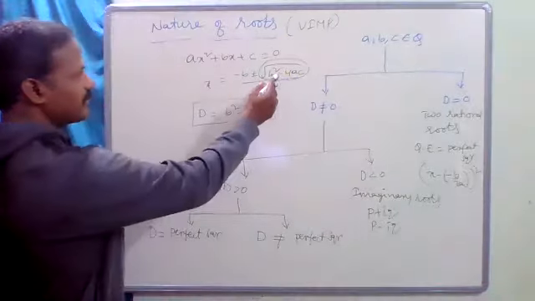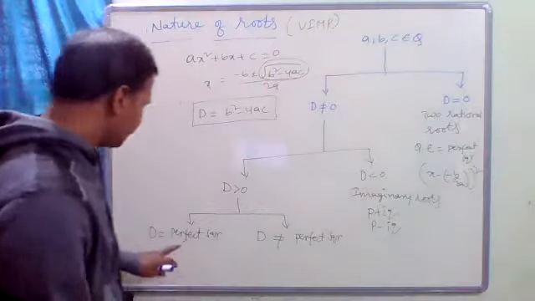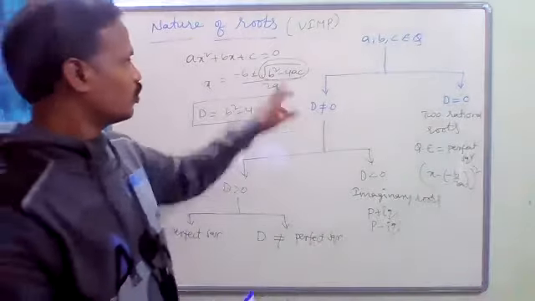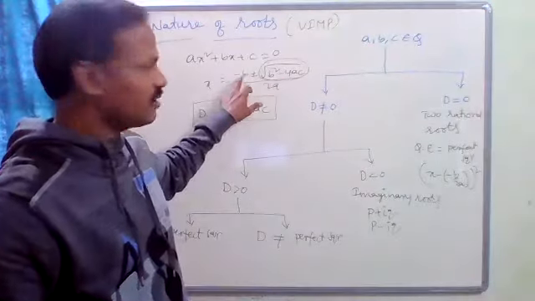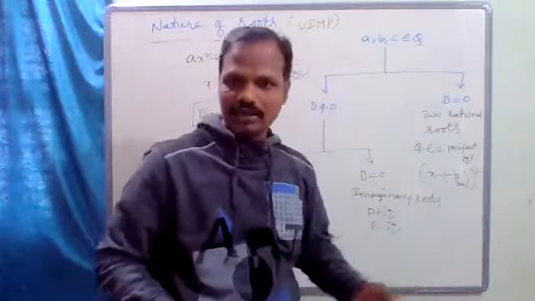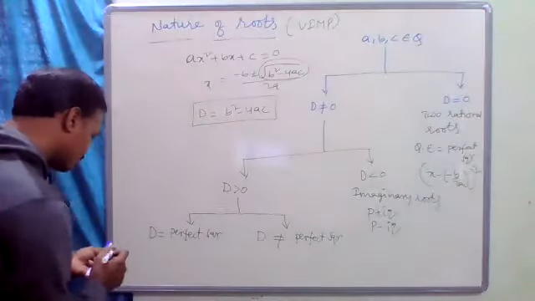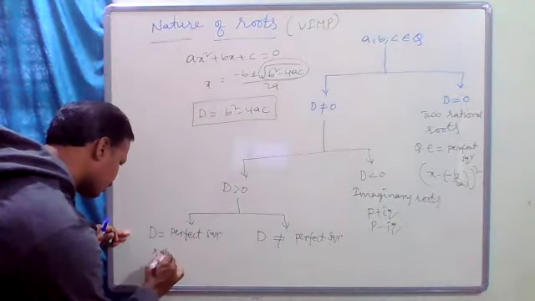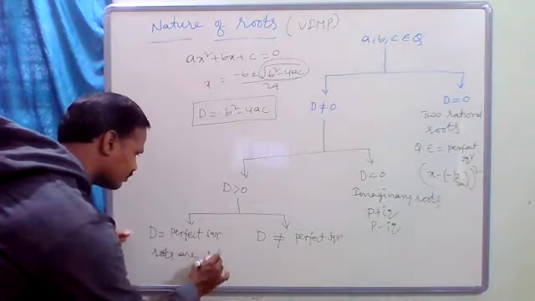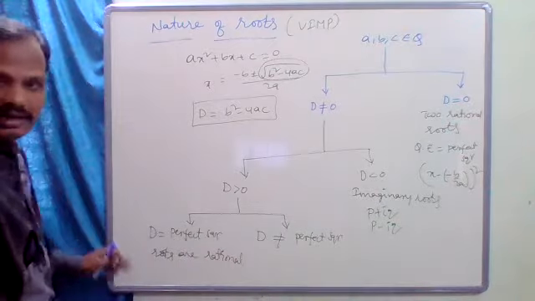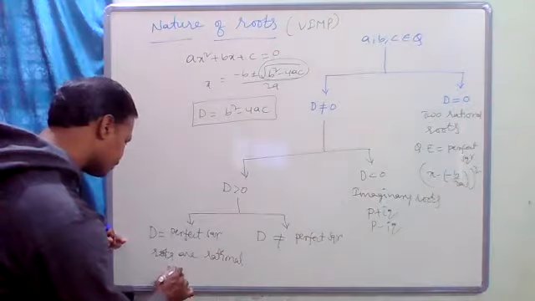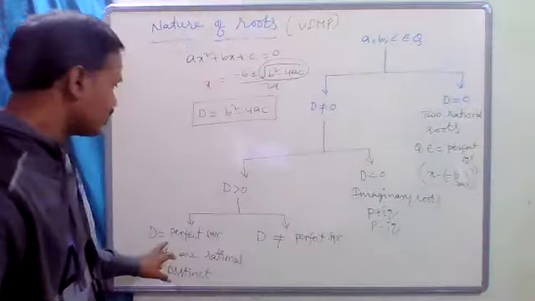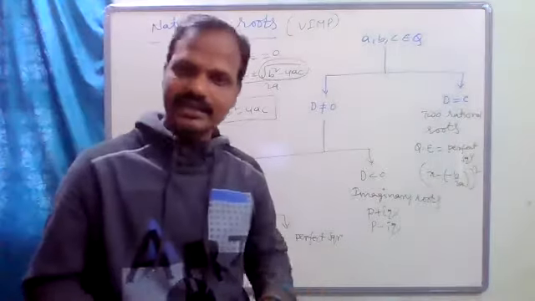If it is a perfect square, then what about the roots? For example, if this value is 4, root 4 is 2. So 2 is a rational number, because a, b, c belong to Q. So perfect square means the roots are rational and distinct. Is it clear? If D is a perfect square, the roots are rational and distinct.